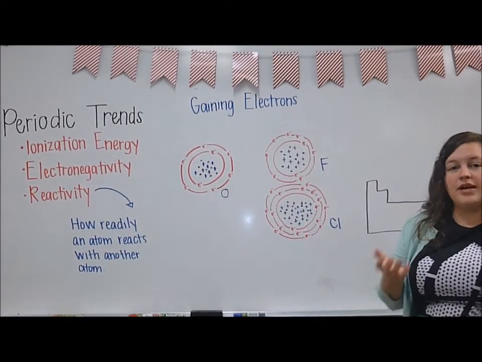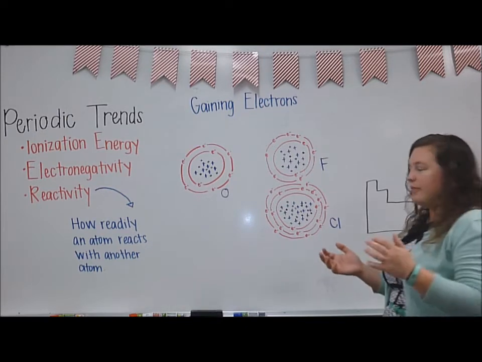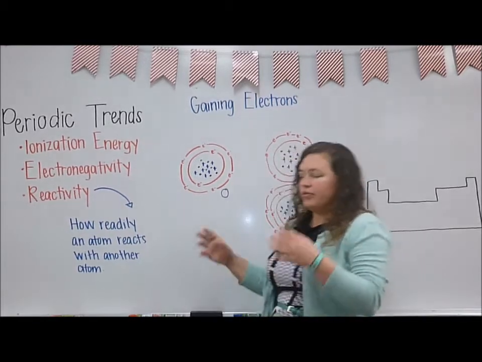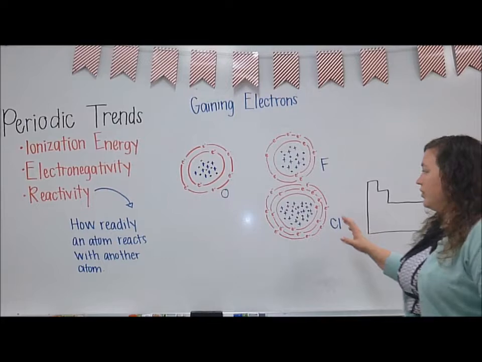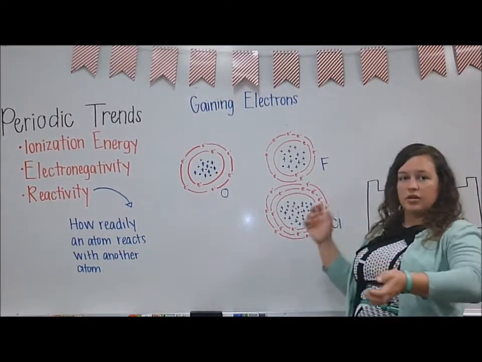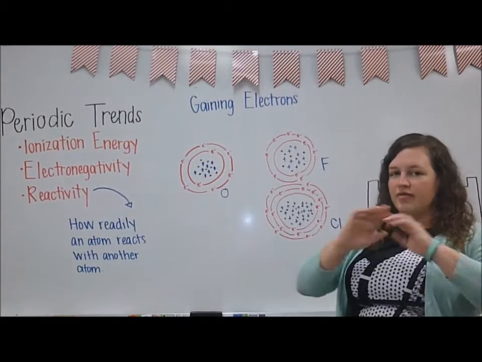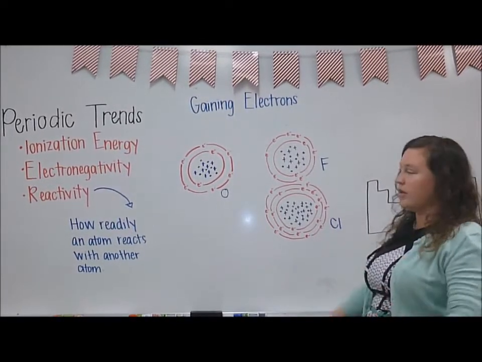So now we're going to talk about our last trend, which is reactivity, which should bring you back to your periodic table lab from last week. Reactivity is how readily an atom reacts or bonds with another atom. So how quickly or how easily we can get chlorine to bond with something else. As you can imagine, our noble gases have no reactivity, so we're going to leave them off our periodic table for now and ignore them.